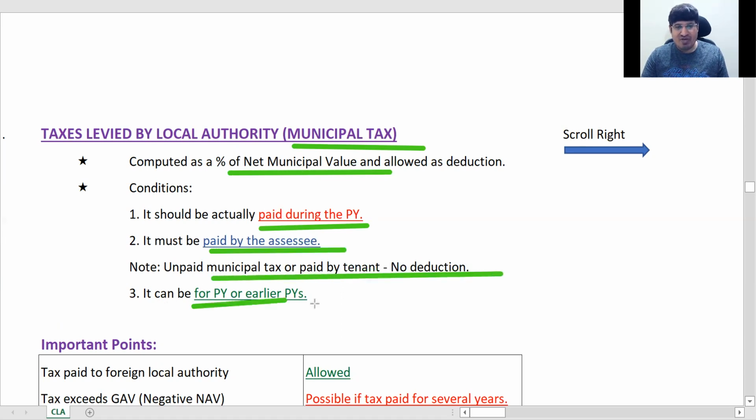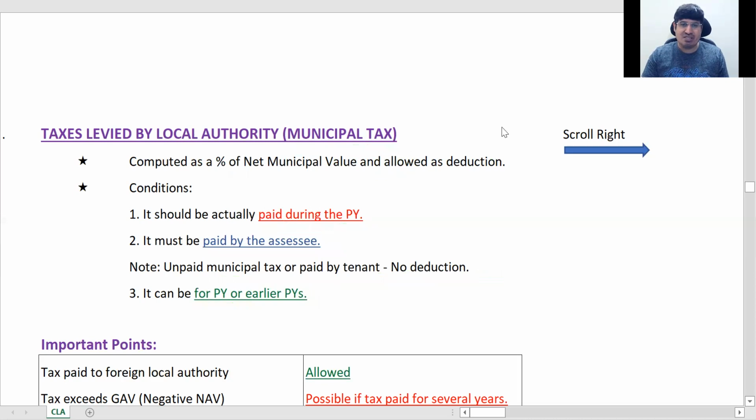It can be for previous year or earlier previous years. Okay, you can pay it for any previous year, that is fine, right? Because you will not be repeating it anyways. Once you have paid, you cannot pay again. ठीक है, तो ये इसके rules हैं. We'll see this in problems. आपको we'll revisit it.